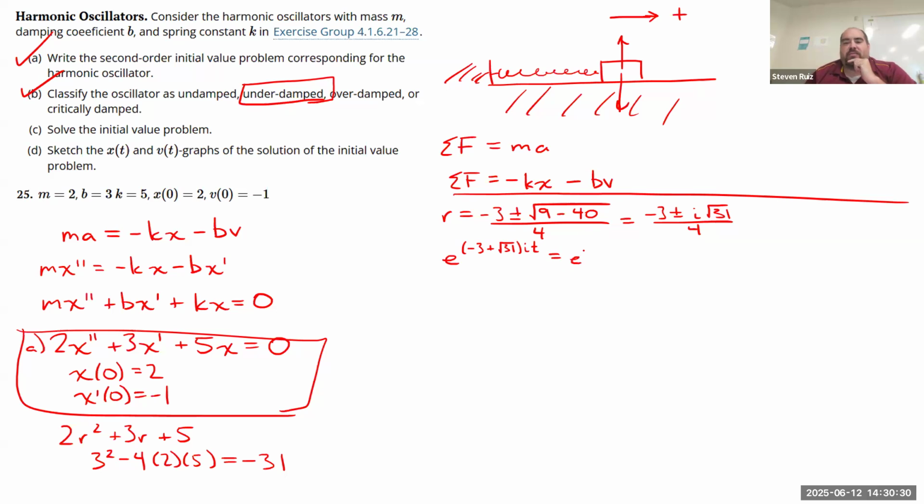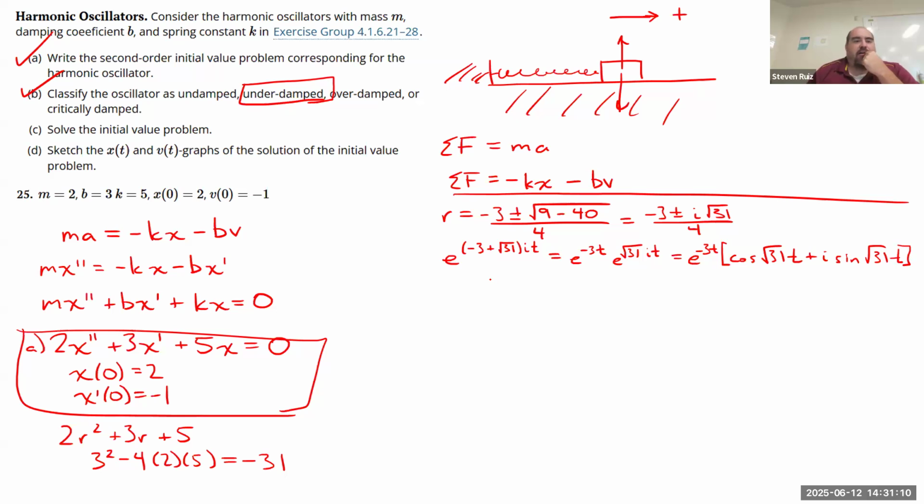First, I'll break it down like this. So this becomes e to the negative 3t times e to the radical 31 it. And this second part that contains the imaginary operator, what does this become? So e to the negative 3t times cosine radical 31t plus i sine radical 31t.